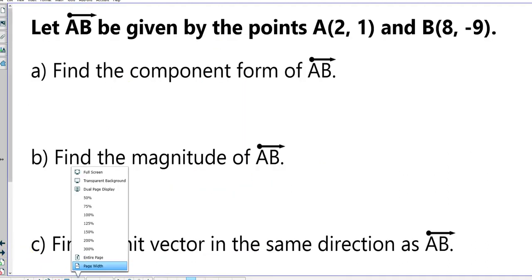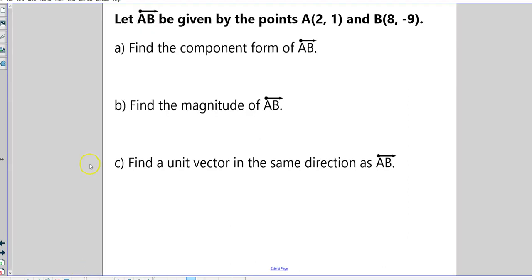You try one. And if you are watching, go ahead and pause, hit play when you're ready to see answers. All right, so for component form, make sure you do end minus start. So what did we get? 6, negative 10. Love it. If I asked for it in linear combination form, it would be 6i minus 10j, right? But I did not ask for that. Okay.